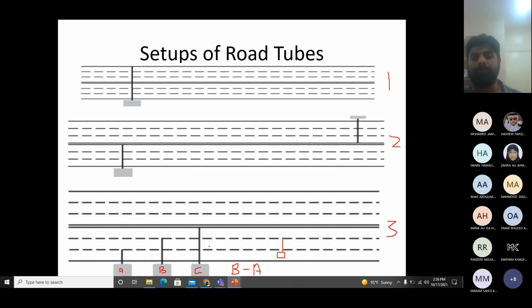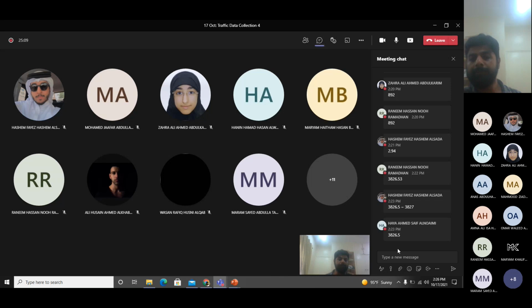Then what about the third lane? If I want the data from the third lane, the left hand side lane, what should I do? Tell me. C minus B. Okay. No, C minus B plus A will be wrong because B already has the data from A. So it will be only C minus B. Only C minus B. Okay.